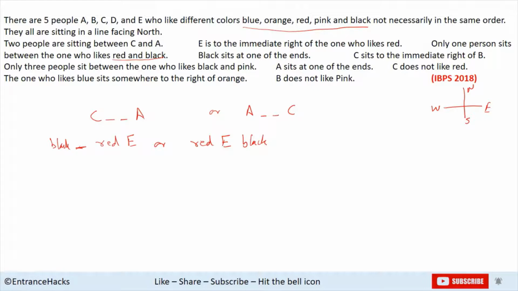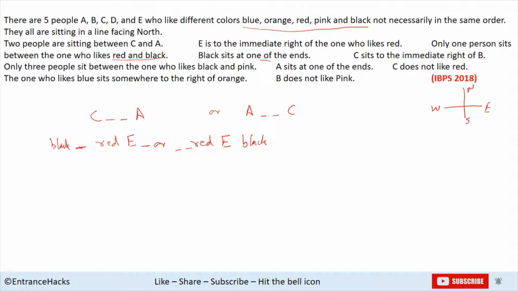Now black sits at one of the ends. So since black sits at one end, we can modify this to get black, red, E, and this. So 5 we have placed here. Similarly, here if black is at one end, it could be 1, 2, 3, 4, 5. We have made them sit here.